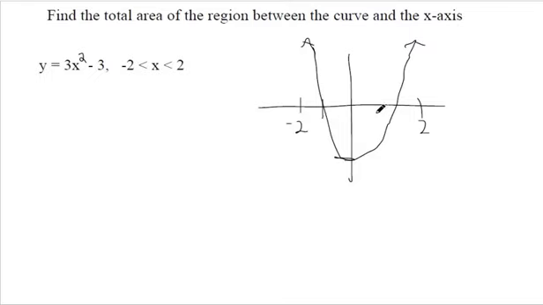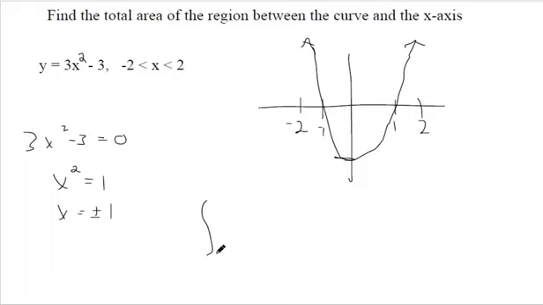So we really got to figure out where it crosses the x-axis. To do that, we want to set our equation equal to 0 and solve. So you can add 3 to both sides, divide both sides by 3. So x is going to be positive or negative 1 when you take a square root of both sides. So -1 and +1 are where this graph crosses the x-axis. So we want to stop integrating there and then change the sign.